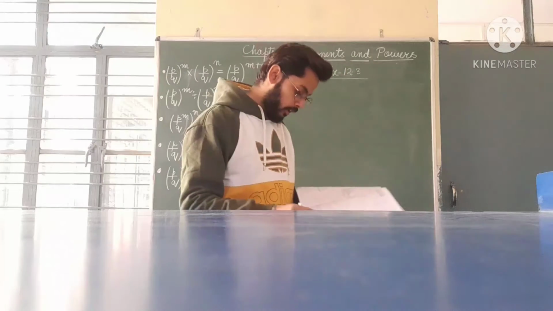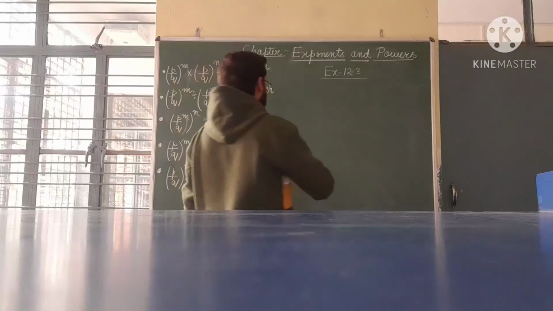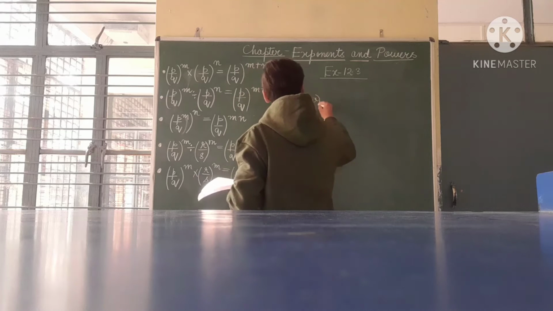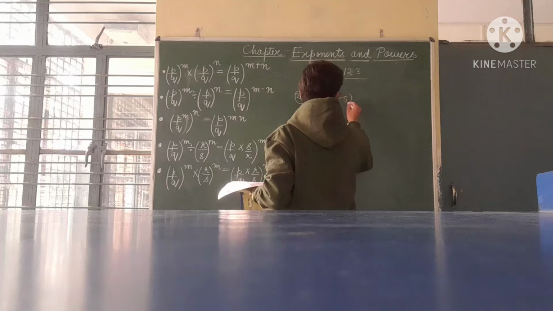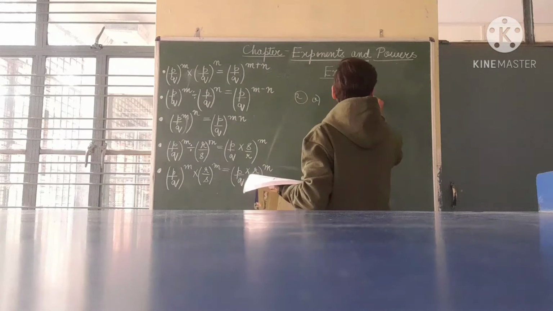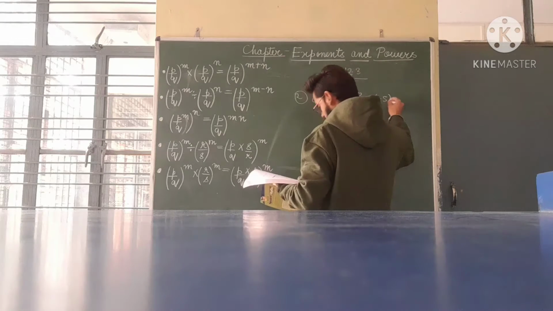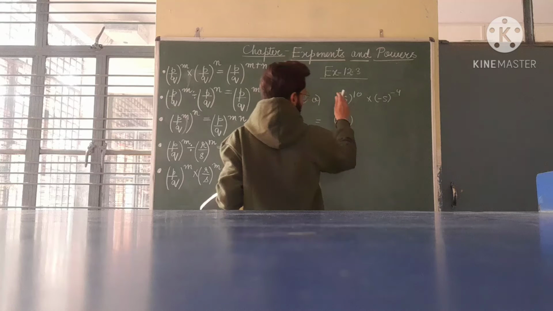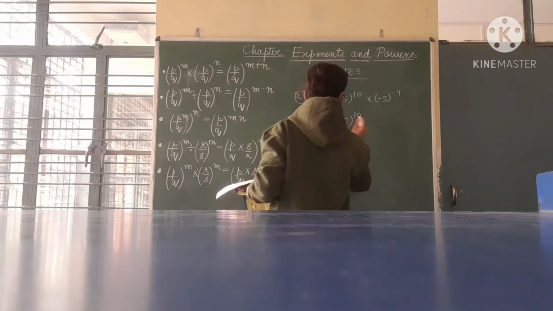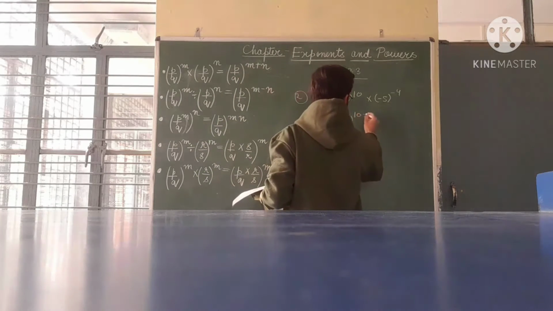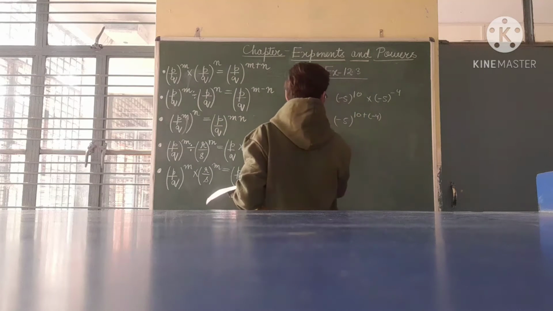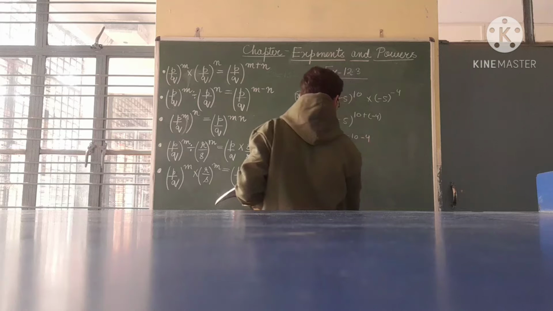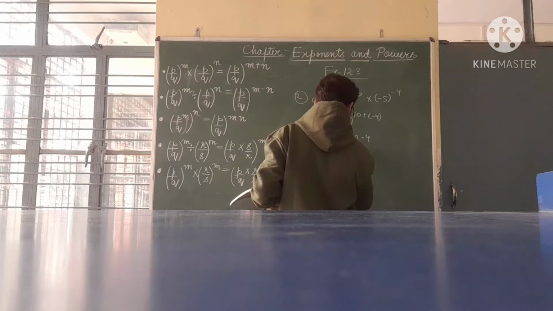Okay students, clear? Now I am going to our exercise 12.3, question number 2, A1: minus 5 to the power 10 into minus 5 to the power minus 4. As you can see, they have the same base and the power is different. I told you that when the base is the same and the power is different, the powers will be added, that is 10 plus minus 4. That is minus 5 to the power 10 minus 4, we get minus 5 to the power 6.